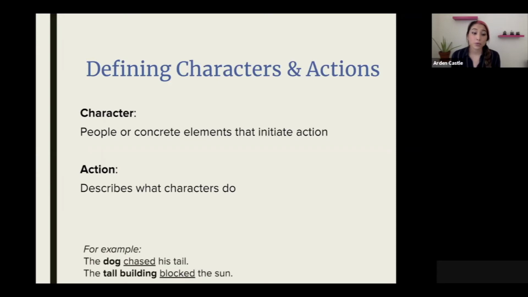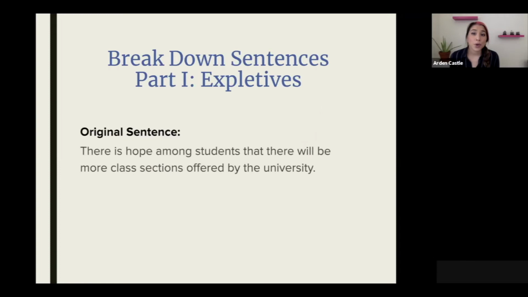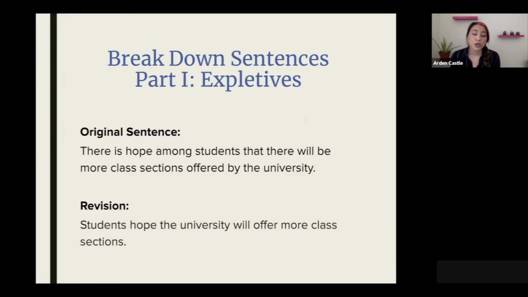So in our examples before, the word dog is the noun and it's before the verb chased. And tall building is our noun and it's before the verb blocked. With that in mind, consider the following two sentences. There is hope among students that there will be more class sections offered by the university. And students hope the university will offer more class sections. Which one is easier to understand and why?